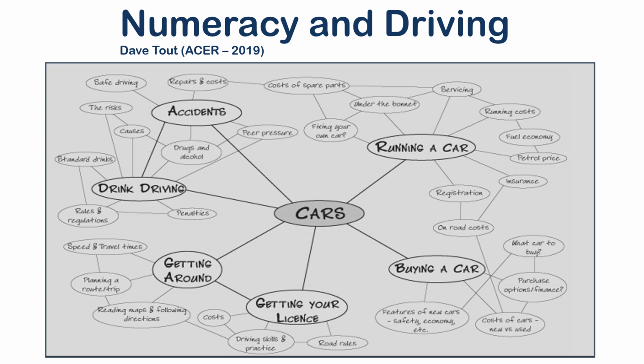How complex is driving? Well, Dave Tout in the Australian Council for Educational Research in 2019 developed this nice little graphic around numeracy and driving. So look at the 5 key areas: running a car, buying a car, getting your license, getting around, drink driving, the penalties for that, and having accidents. And look at the numeracy that sits around that.